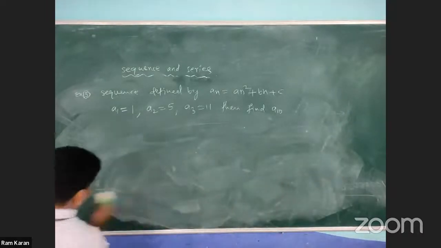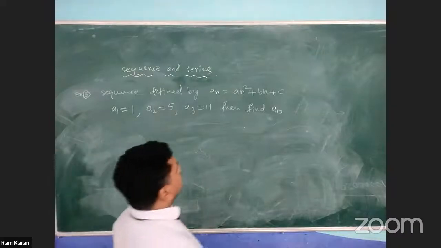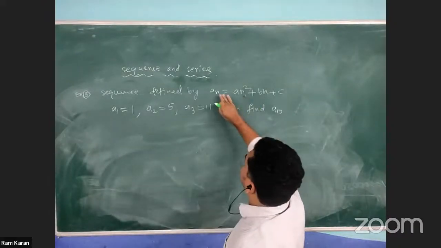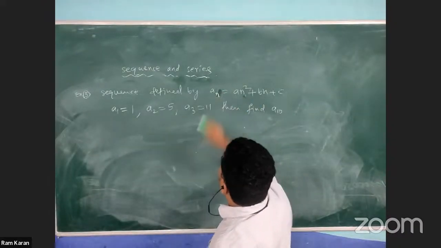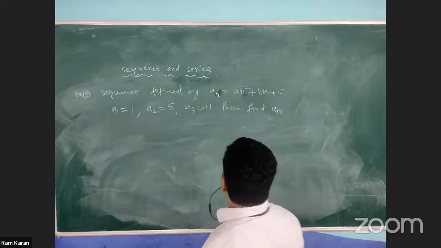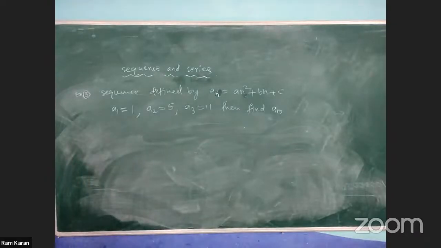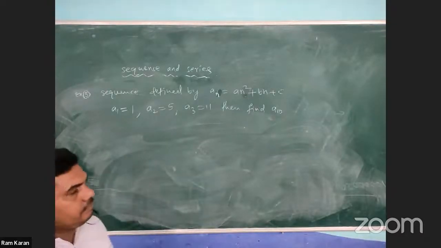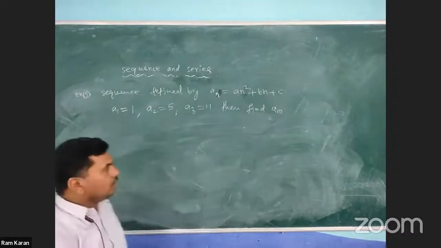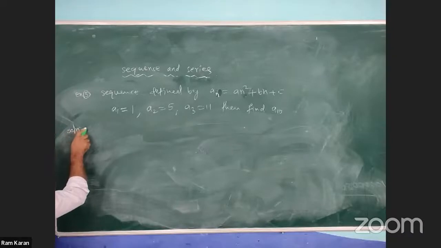Once again, this is the question, sir. a_n is equal to a n square plus b n plus c, then a_1 is 1, a_2 is 5, a_3 is 11, then find a_10. First, find out small a, small b, small c.